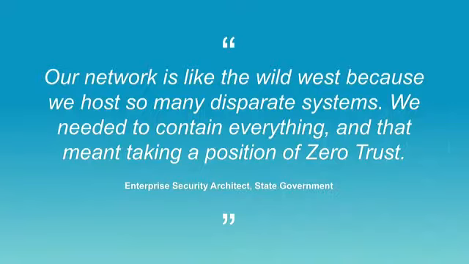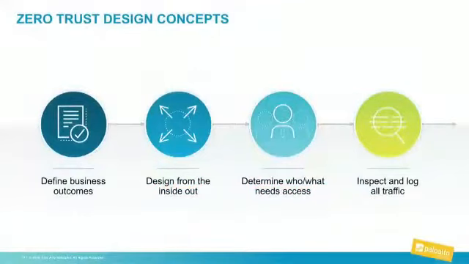Now, lots of people are deploying zero trust networks. One enterprise security architect for a state government here in the United States said, our network is like the Wild West because we host so many disparate systems. We need to contain everything, and that meant taking a position of zero trust. Look, this trust model that was promulgated in the 20th century was just a fundamental misunderstanding, an attempt to humanize concepts that people really didn't understand yet. But that's what we have to get rid of. And so as we start going down that path, we're going to take a completely different approach to how we design networks in the future.